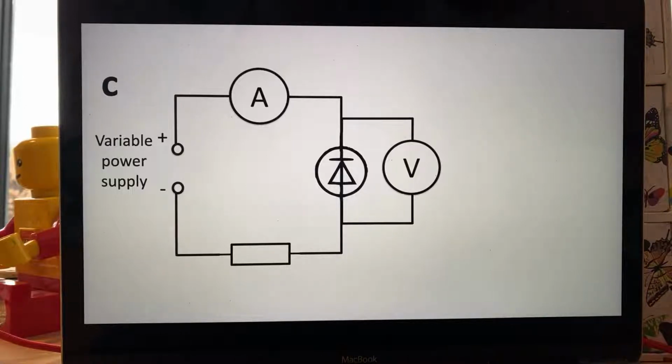C, you've got a variable power supply with positive on the upside and negative on the downside. You've got an ammeter and a resistor in series, and you've got a diode pointing upwards, and you've got a voltmeter measuring the voltage across the diode. Is that okay? 3, 2, 1.